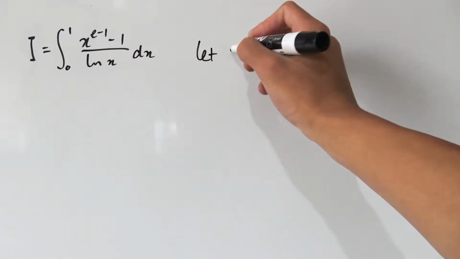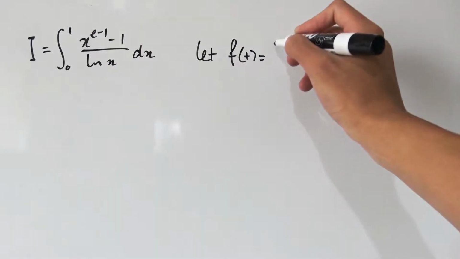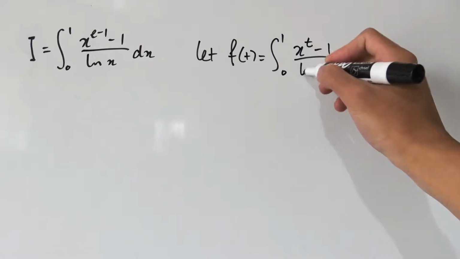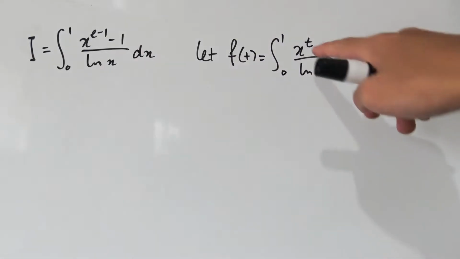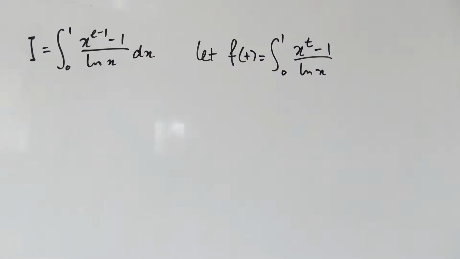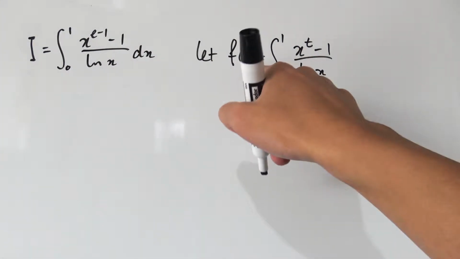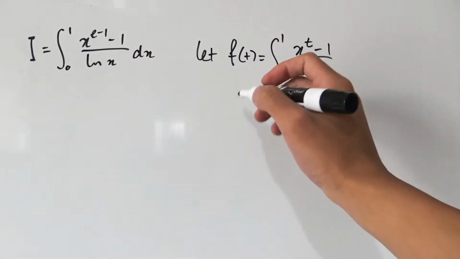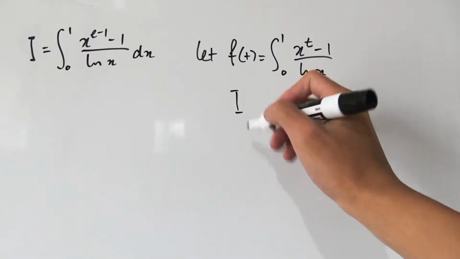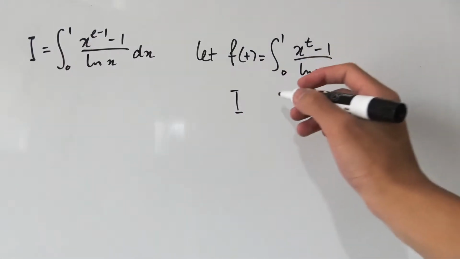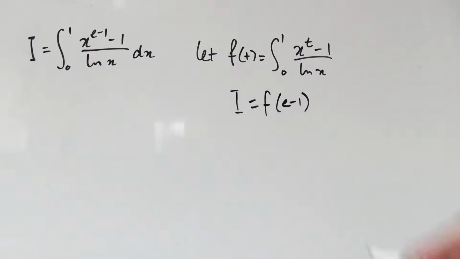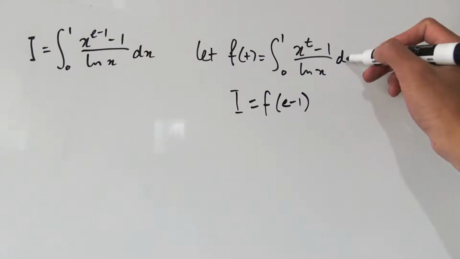So we're going to let some new function, let's call it f of t, be equal to the integral from 0 to 1 of x to the t minus 1 over natural log of x. And notice I've parameterized this exponent of the x here, and that kind of takes care of this e minus 1, because notice this is a function in terms of t. So if we let t equal to e minus 1, well then we're just going to get our original I back. So just plugging e minus 1 into this t here will get us our original I back. So I hope you agree with that statement. And I forgot a dx here.